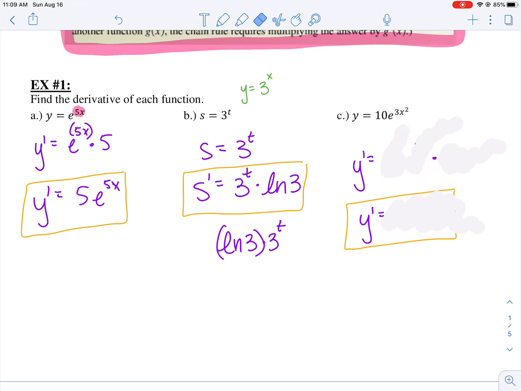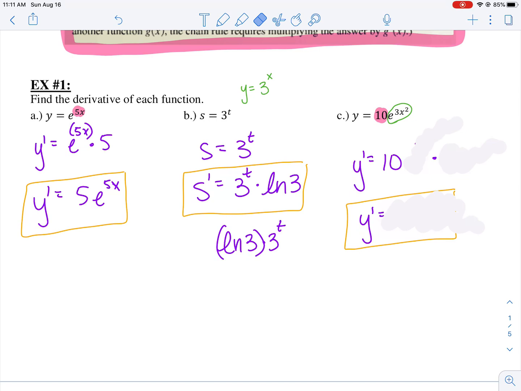All right, look at C. I have y equals 10 times e to the 3x squared. Well, I notice that I have this 10 coefficient, and this 10 is just a number, right? And then I have another piece that has an exponent to it. So I have a coefficient, a constant, a number in front that I should be able to just leave in front.